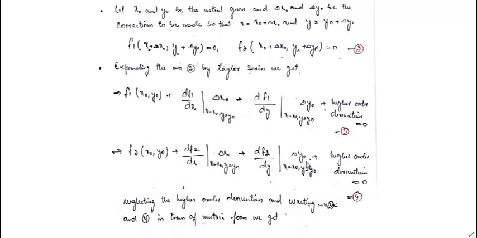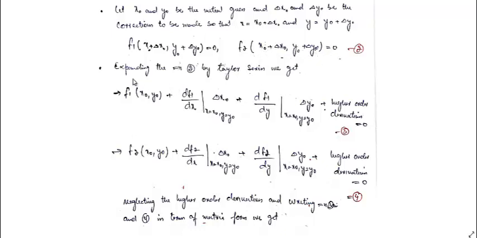So this is the same step which we have done earlier. Let x naught and y naught be the initial guess, and delta x, this is the same one. So f1 of x naught plus delta x naught comma y naught plus delta y naught is equal to 0. Similarly, f2 of x naught plus delta x naught comma y naught plus delta y naught will be equal to 0, because here there are two variables and we are putting the two variables in this manner, so that putting the initial guess plus the correction will be the exact solution.